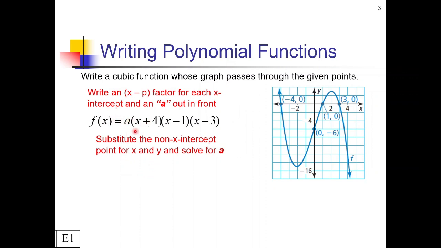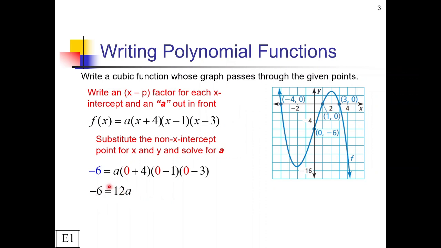Alright, so we're replacing this f of x with negative 6, and all of these x's in here with zeros. So we have negative 6 equals a times 0 plus 4, 0 minus 1, and 0 minus 3. So this is going to be 4 times negative 1, which is negative 4. Negative 4 times negative 3 is giving us 12. So this is 12a equals negative 6.